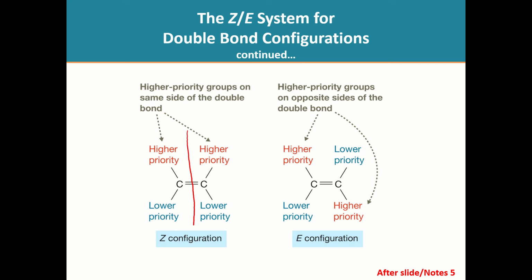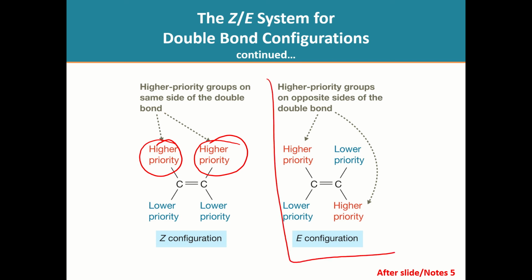And then on the left side, you identify the highest priority based off of size. And then you do the same thing on the right side. What's the highest priority? And if the highest priorities are on the same side of the alkene, we call that a Z configuration. Z standing for same side. Do you see the pun there? Same side, same side. I know it's stupid, but it works.